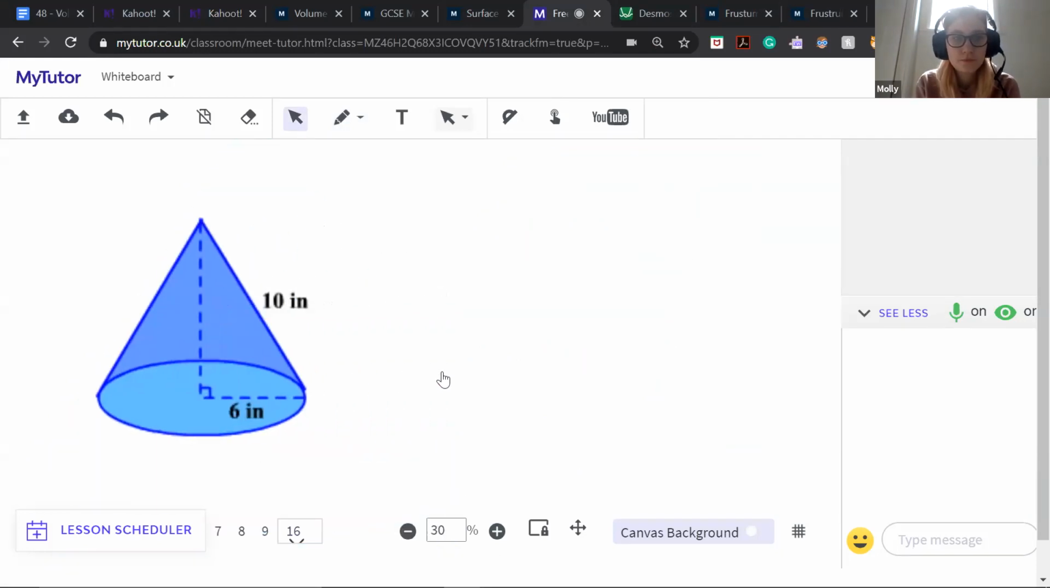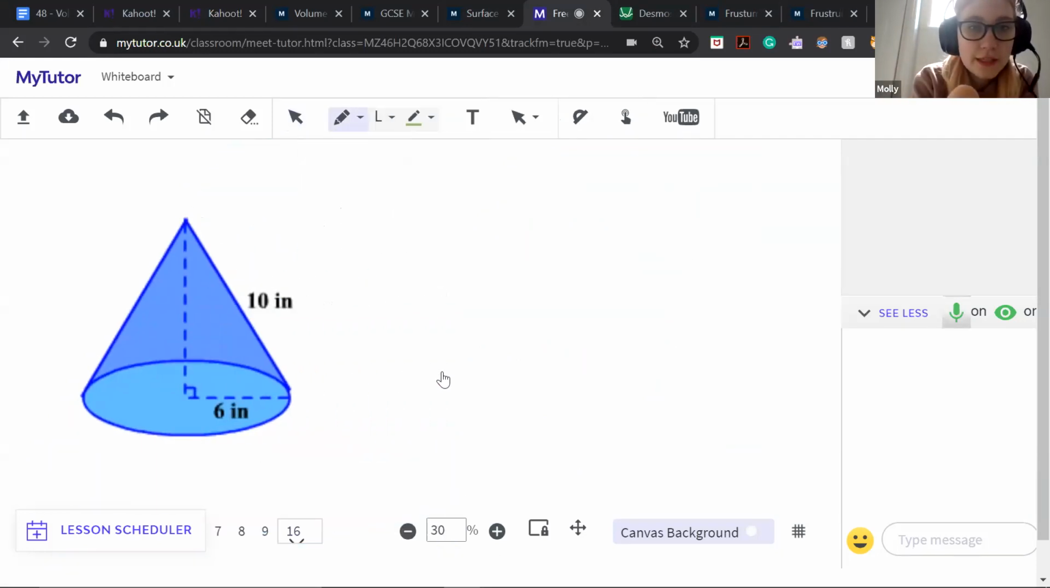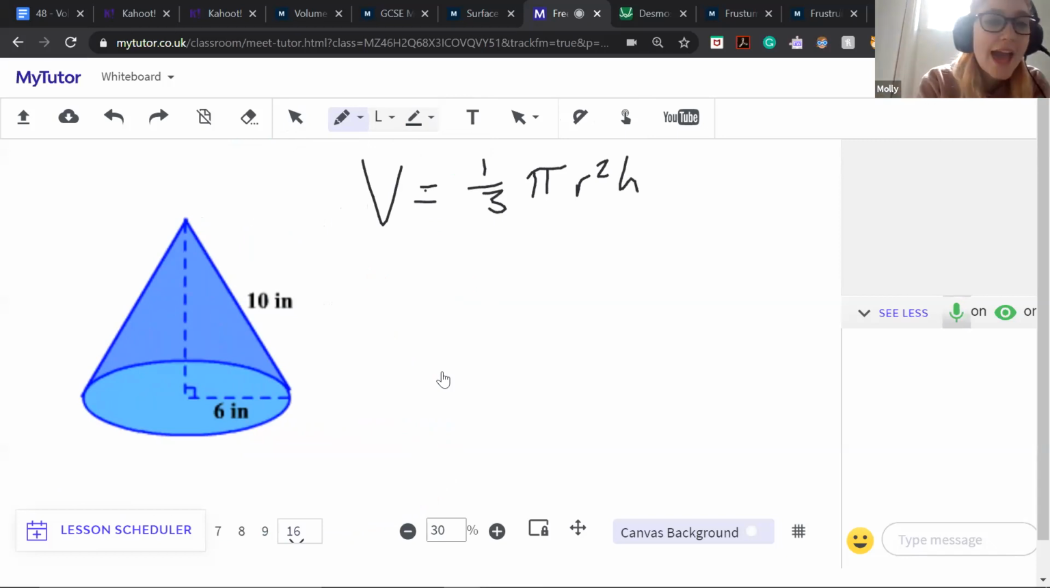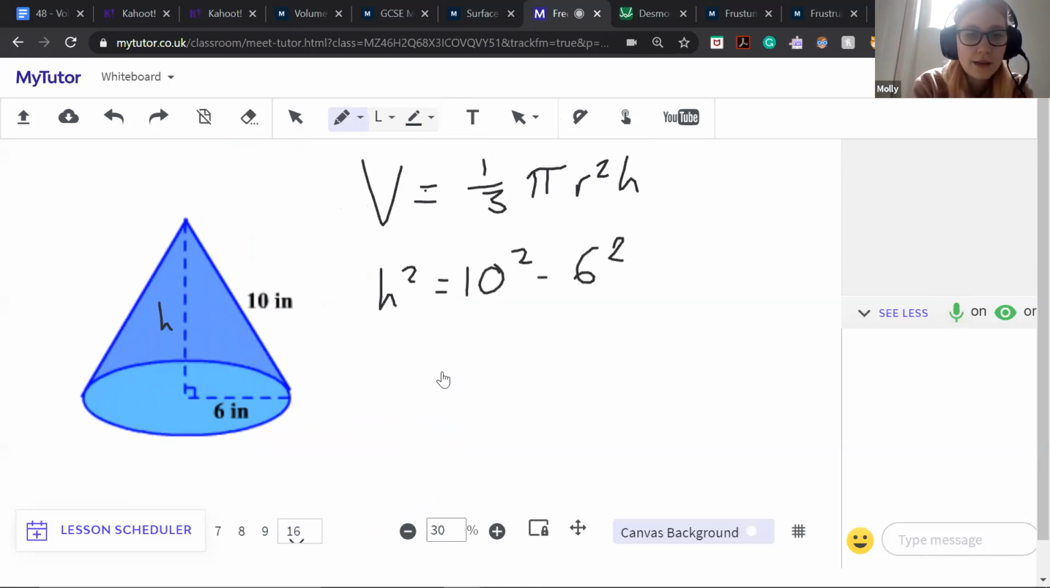So first thing that we remember is the formula, which is that the volume is 1/3 pi r squared h, where h is this bit here. So here's where we had to use Pythagoras, as somebody suggested earlier. So we know that h squared is going to be 10 squared minus 6 squared. And so h works out to be 8. And then we can just plug everything in.